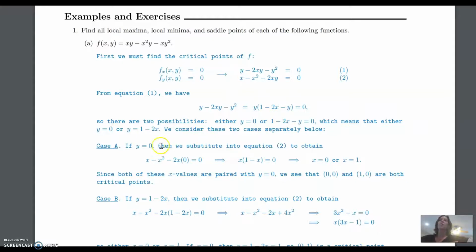So in case 1, if we let y equal 0, now we put it into the other equation, and that would give us x is 0 or x is 1. So I now have 2 critical points from that one case, the 0, 0 or the 1, 0.